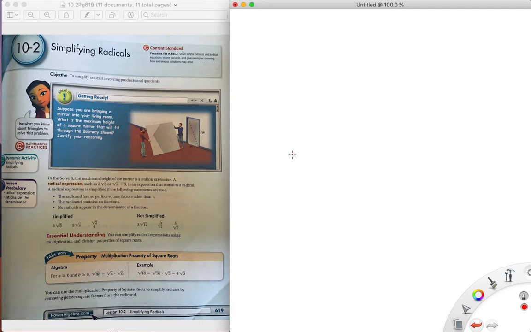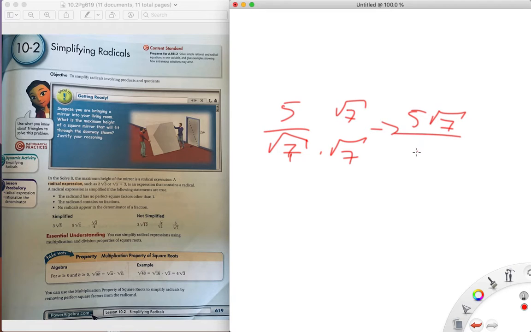Another thing that's not considered simplified is that you can't have a fraction in the denominator. Can't simplify that way. That's a no-no. So you would have to do something to it to get rid of it. Otherwise, it won't be considered simplified. Okay.